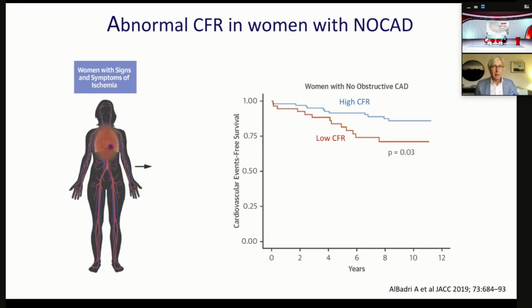This was one of the first studies that provided evidence on this particular topic, the WISE study, which was looking at women with non-obstructive coronary artery disease, following the patients over time, looking at the subsets of patients who have normal coronary flow reserve or low coronary flow reserve. And as you can see, this study shows very clearly that having a low coronary flow reserve has prognostic implications in the long term.